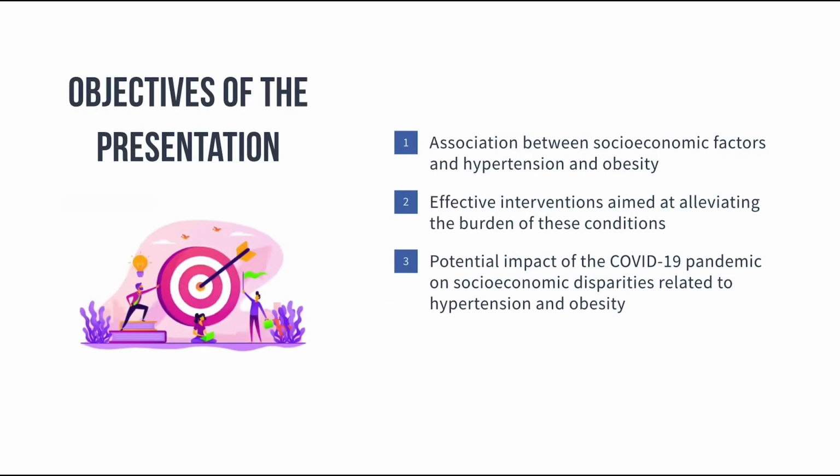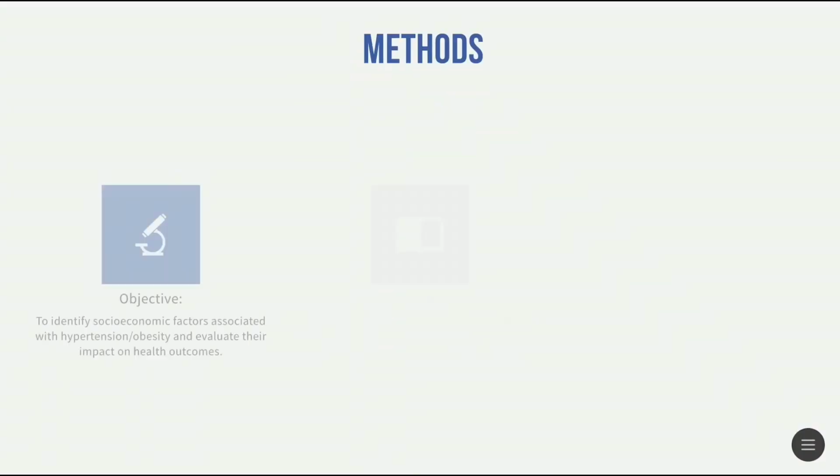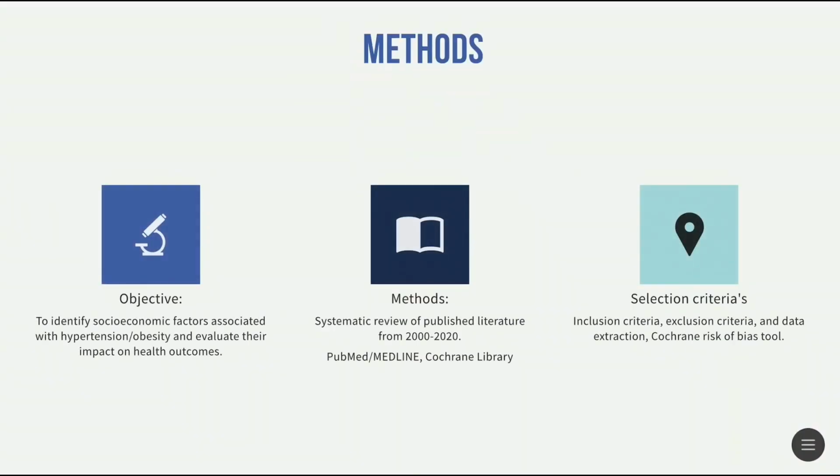The objectives of this presentation are the association between the socioeconomic factors and hypertension and obesity, then the effective interventions aimed at alleviating the burden of these conditions, and the potential impact of the COVID-19 pandemic on the socioeconomic disparities related to hypertension and obesity. Coming to the methods section, we gathered relevant studies.